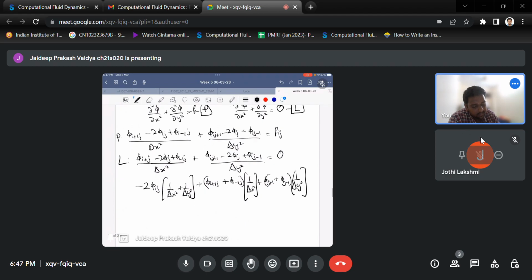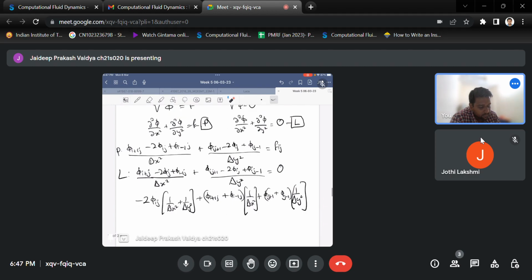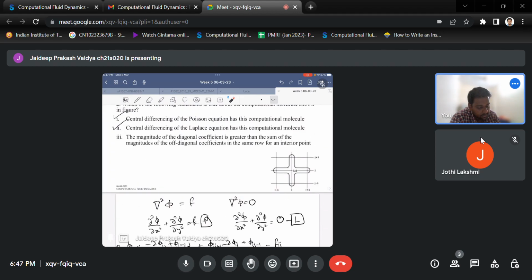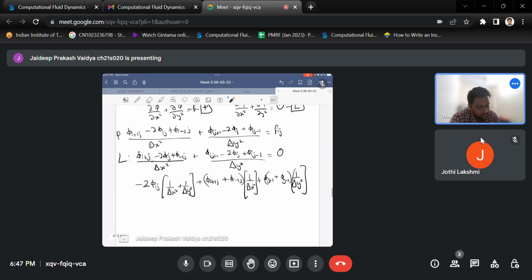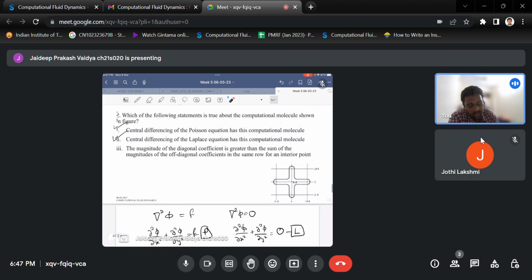So we can see that the magnitude of the diagonal elements is 2 times 1 by delta x square plus 2 times 1 by delta y square. And here it will be 1 by delta x square plus 1 by delta x square, so the sum of the coefficients will be 2 by delta x square here. Similarly, this will be 1 by delta y square plus 1 by delta y square. And that will give you again the same value, 2 by delta x square plus 2 by delta y square. So option 3 is actually wrong.